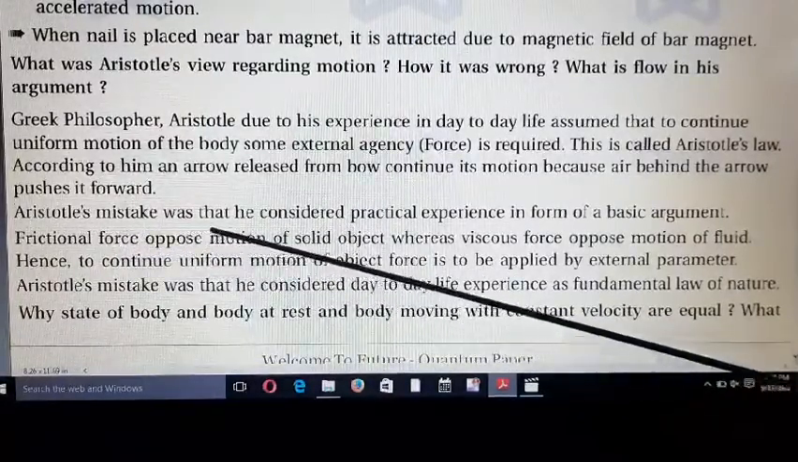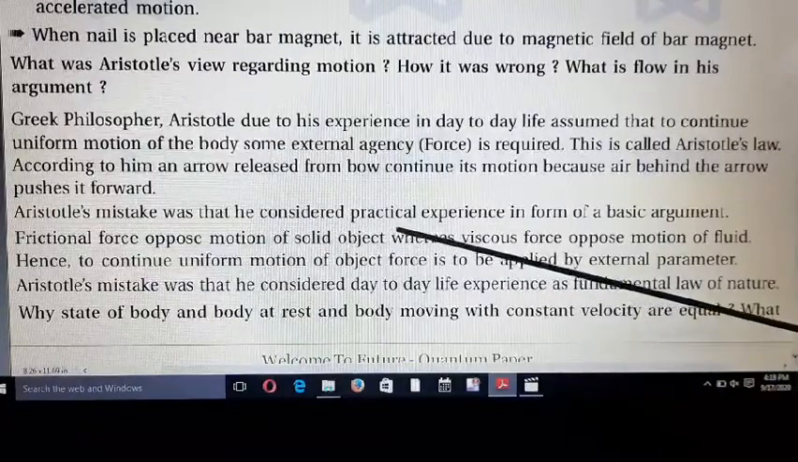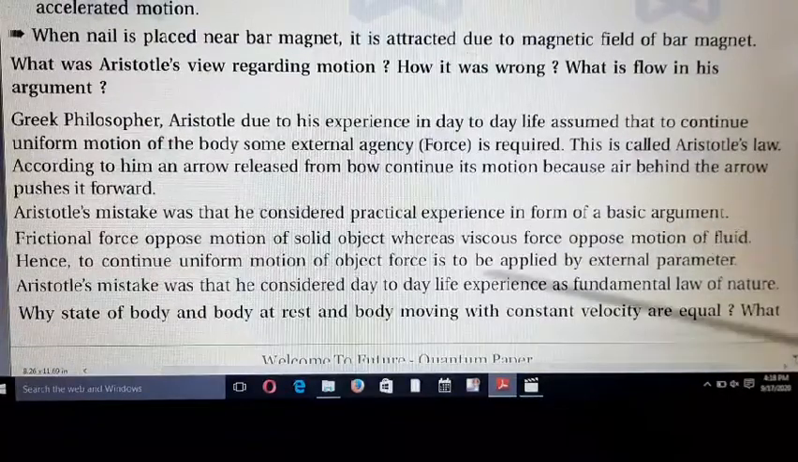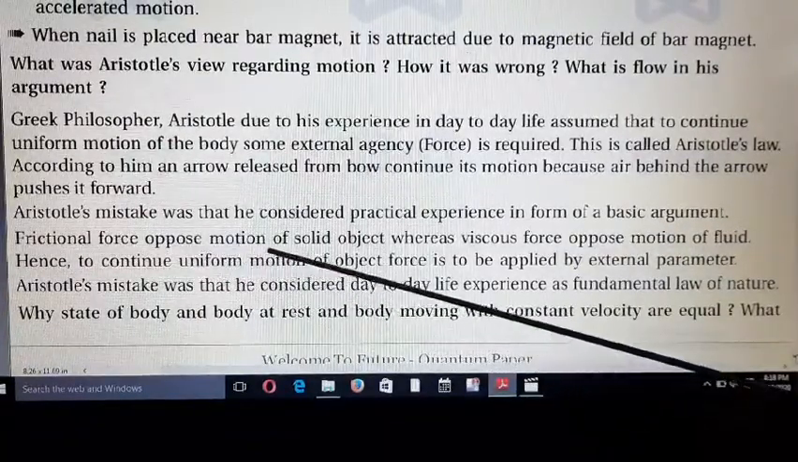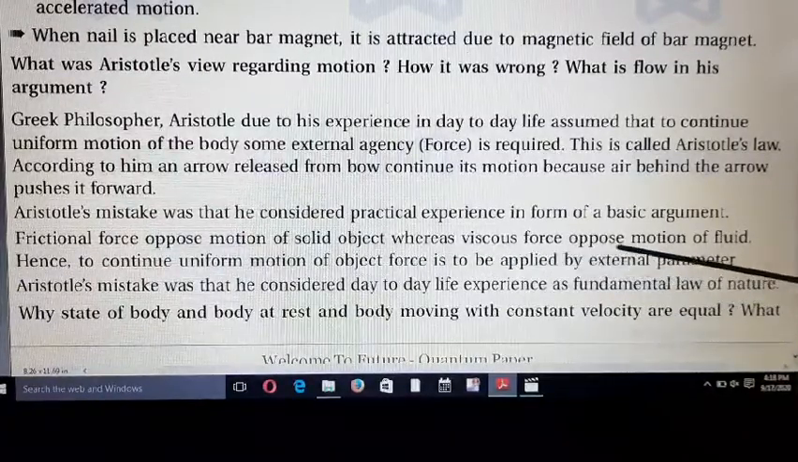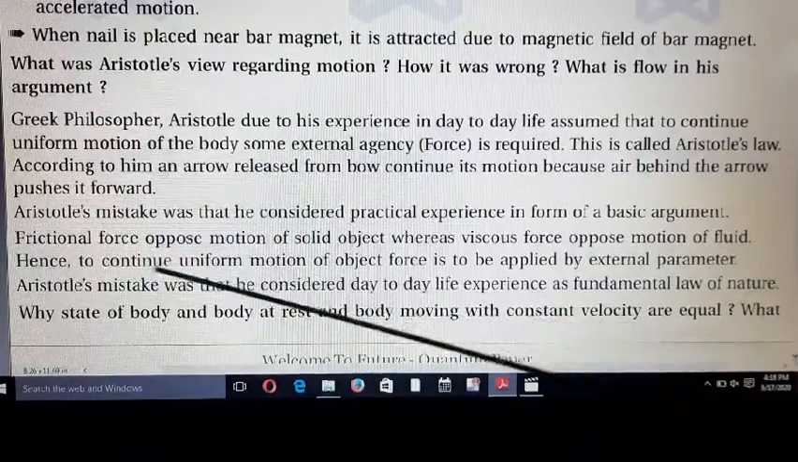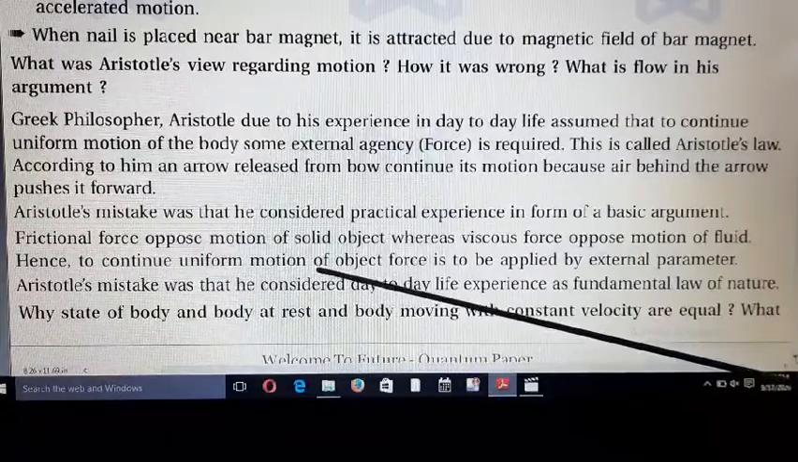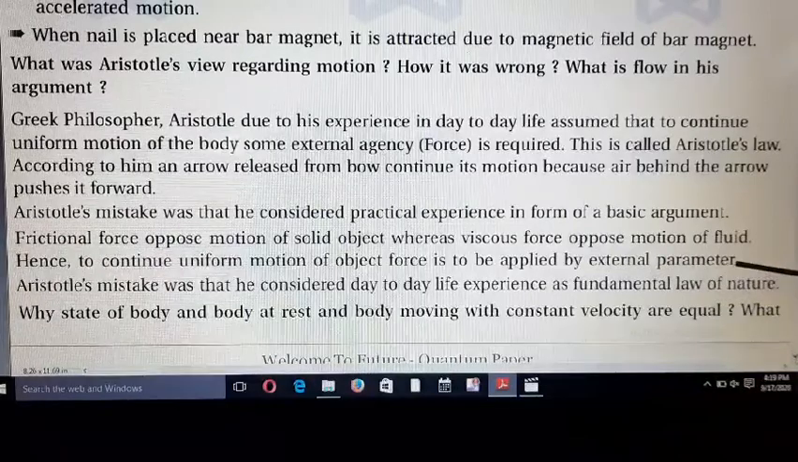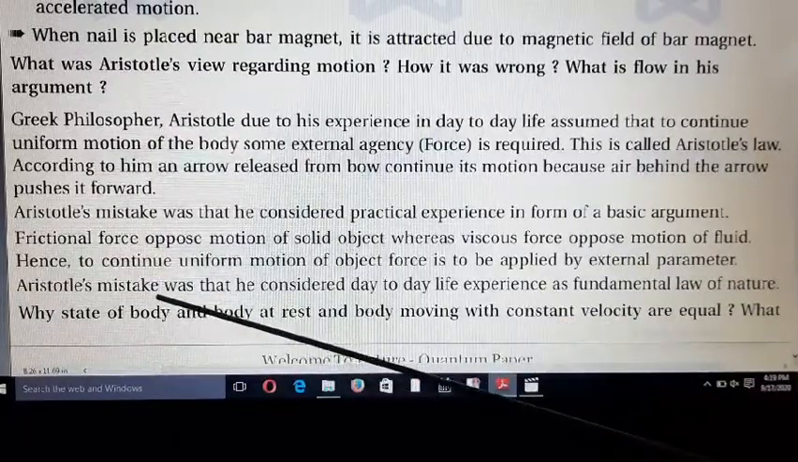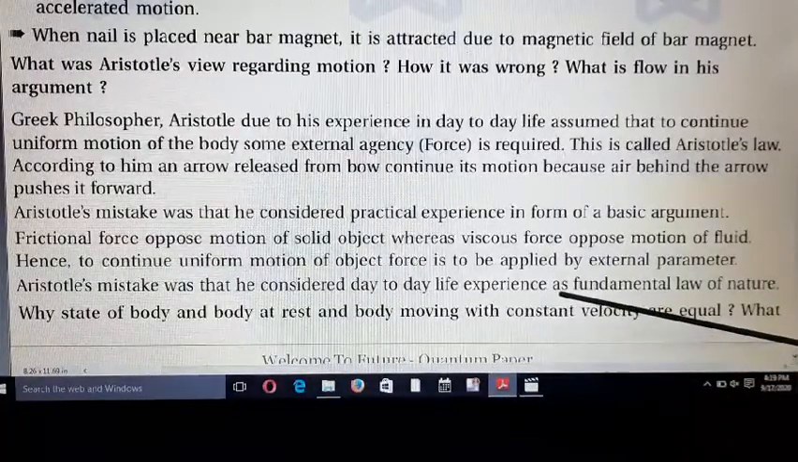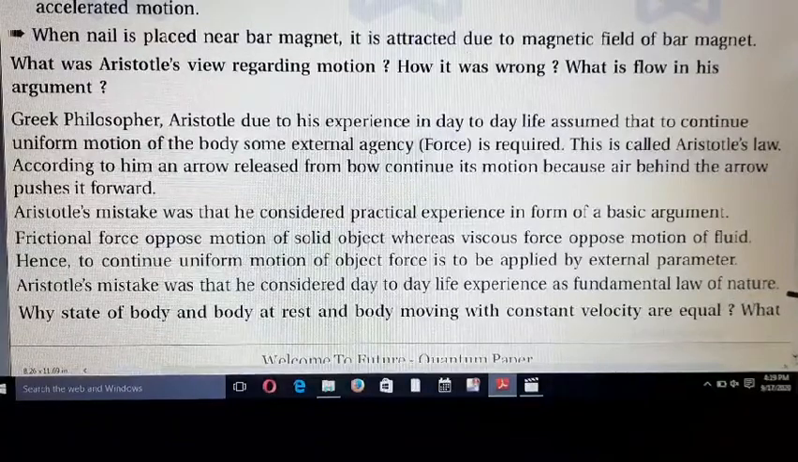Aristotle's mistake was that he considered practical experience as a basic argument. Frictional force opposes motion of a solid object, whereas viscous force opposes motion of a fluid. Hence, for continuous uniform motion of an object, force has to be applied by an external agent. Aristotle's mistake was that he considered day-to-day life experience as a fundamental law of nature.